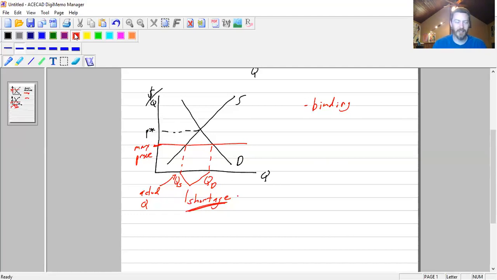Just an example that shows how government intervention, if it's binding, can create a permanent shortage. We're not going to go into the details of whether rent controls are good or bad. There's a lot of discussion that we could have there, but we're just showing that a permanent shortage can result from that intervention. Let's move on to the next example.